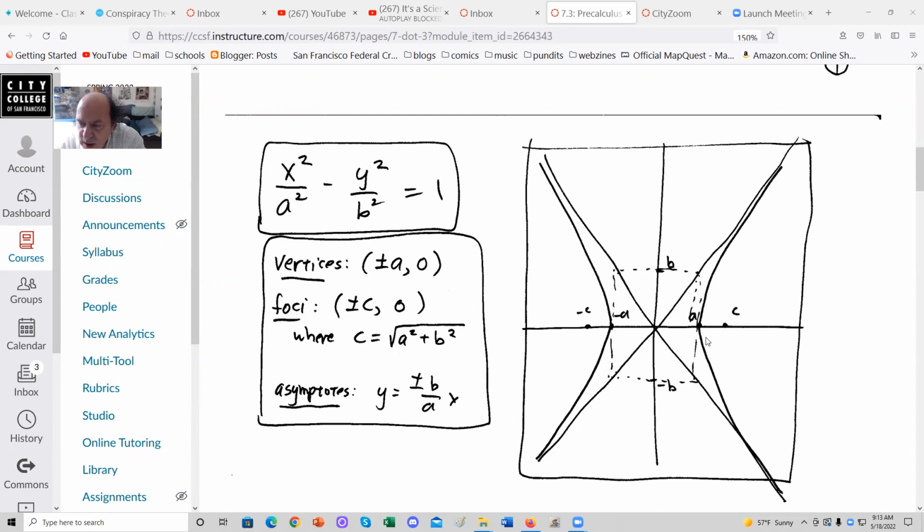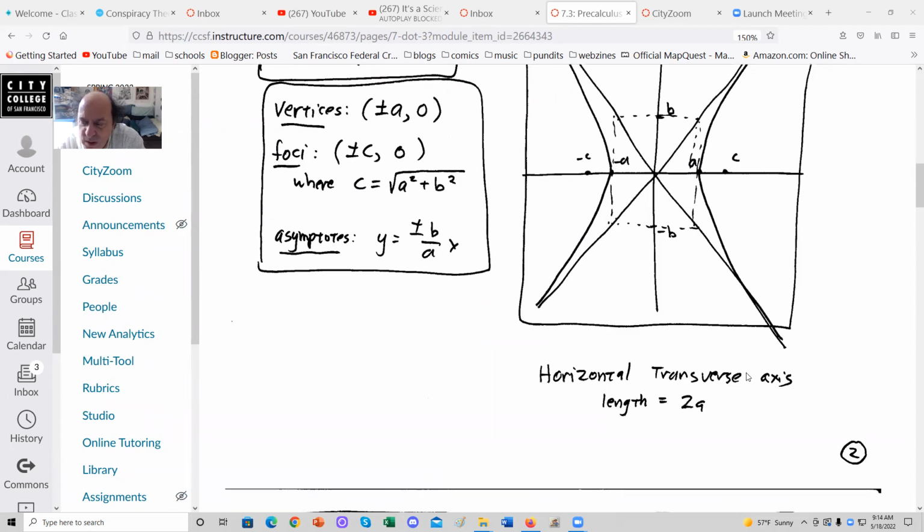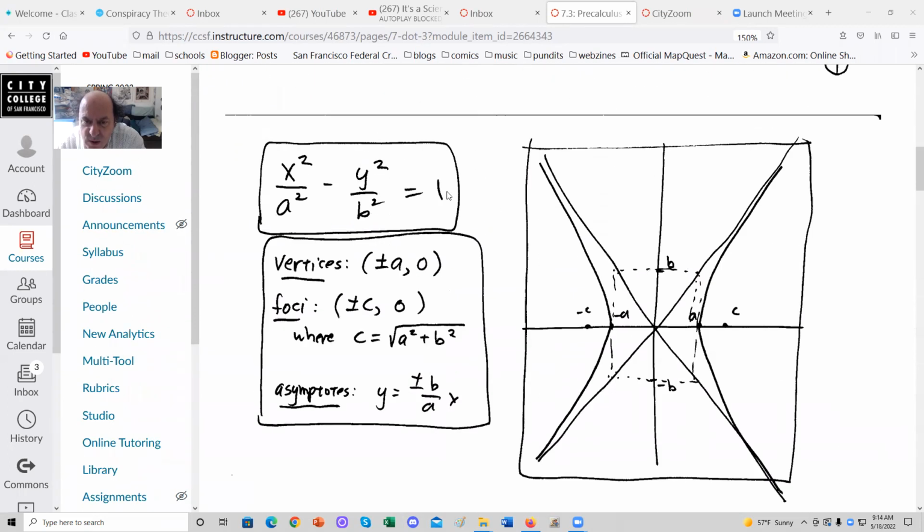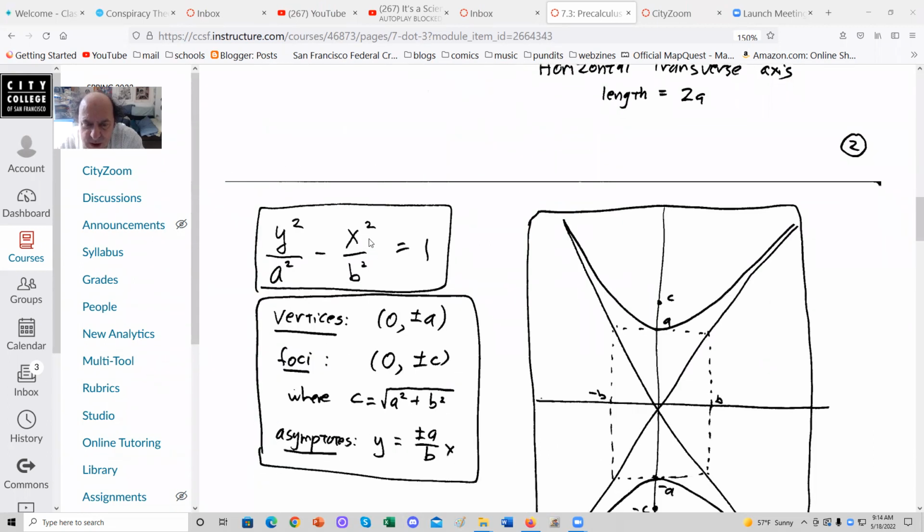And the 2 foci are here at plus or minus c by 0, where c is the square root of a squared plus b squared. And the asymptotes are y equals b over a x and minus b over a x, like that. Now this distance here is called the horizontal transverse axis. Its length is 2a.